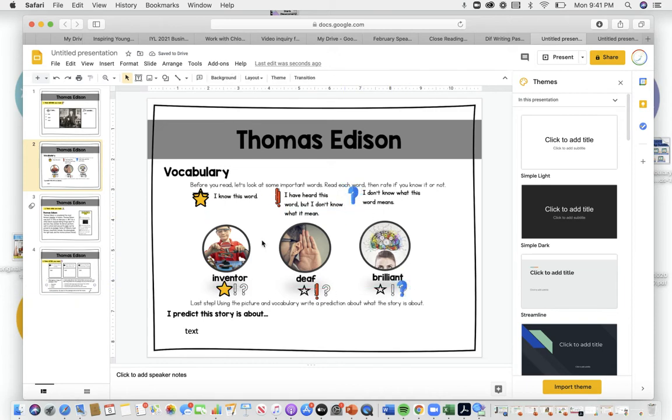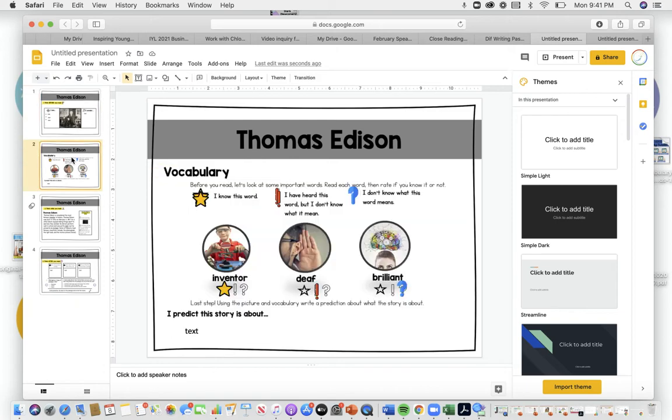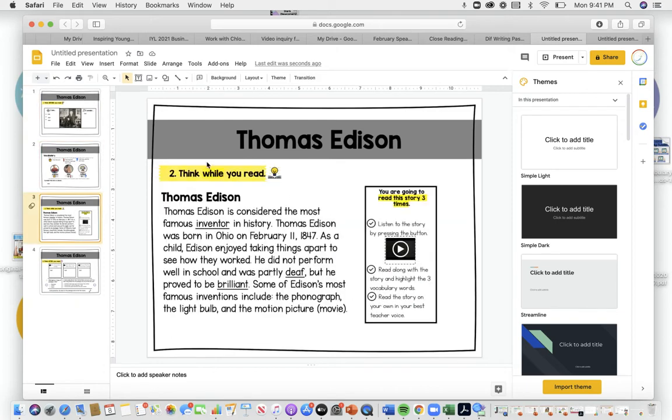And so this helps them to just prep their mind, prepare for the passage that they're about to read. Then they're gonna make a prediction based off the picture that they saw in this slide, the vocabulary in this slide. The next step is they're gonna listen to this passage. The beautiful thing is it's already voiced over for them right here.